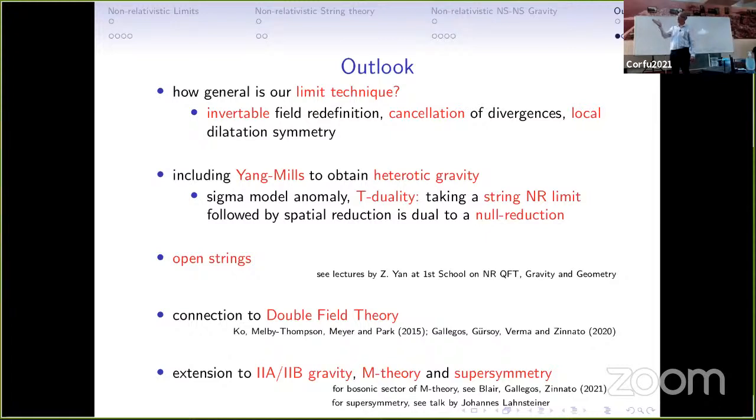Also, I forgot maybe to mention that we discuss closed strings. There's a whole discussion about open strings, and for that I recommend the lectures given by Ziqi Yan at the first school on Geometry, Quantum Field Theory, Gravity and Geometry. You can find it on the website, and all the lectures have been recorded. He gives some nice lectures on open strings.